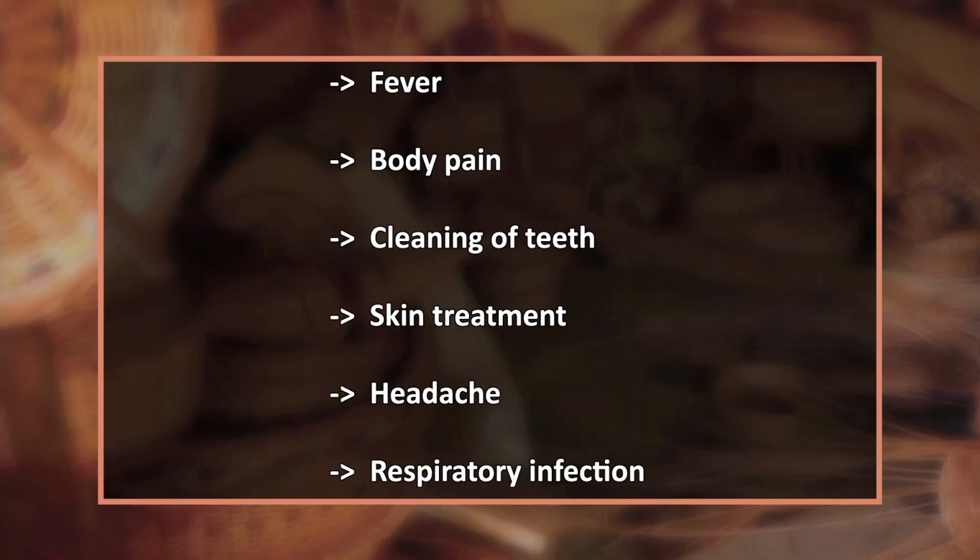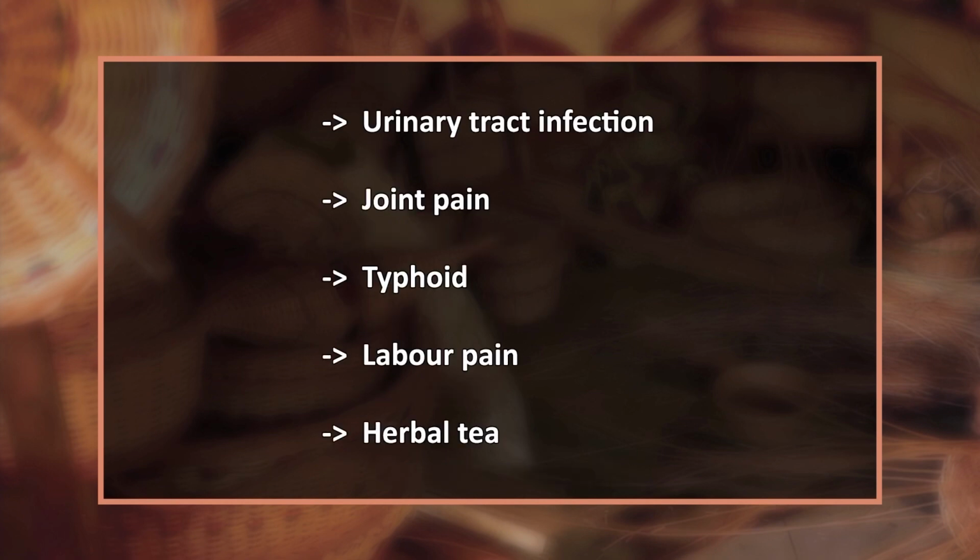Traditionally, people have been using Salix species growing in their surroundings for the treatment of various ailments. These Salix species are being used to treat different ailments in humans such as fever, body pain, cleaning of teeth, skin treatment, headache, respiratory infection, urinary tract infection, joint pain, typhoid, labor pain, and as herbal tea. The traditional knowledge of native people and their healers led to the discovery of the wonderful drug aspirin.